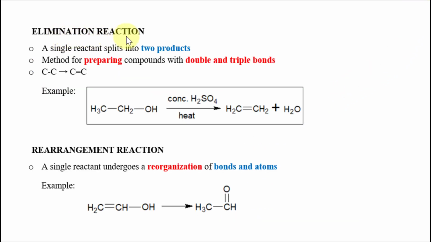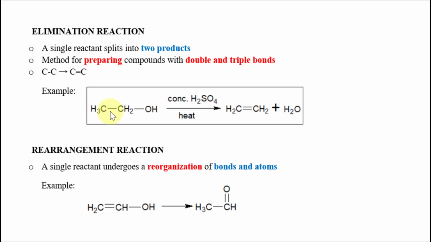In an elimination reaction, a single reactant will be split into two products. So this reaction is a method to prepare compounds with double or triple bonds. Generally, this reaction will convert a carbon-carbon single bond into a carbon-carbon double bond. So for example here, I have an alcohol.